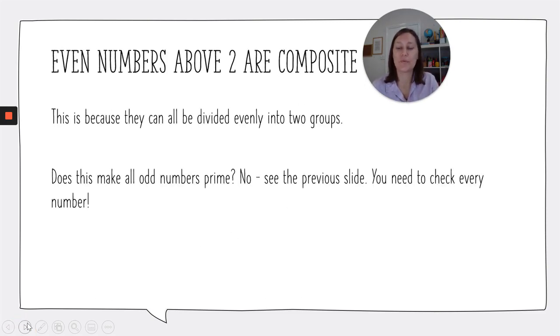Now, even numbers after 2. So 2 you can only split up as 1 group of 2 or 2 groups of 1, which is the definition of a prime number. The number and itself are the only factors, just for the number 2. But after that, every other even number, 4, 6, 8, 10, and so on, forever, those numbers are all composite because they can all be divided equally in half because they're even numbers, okay? So all even numbers above 2 are going to be composite. And as I said before, does that mean that all odd numbers are prime? Definitely not. You need to check every number.